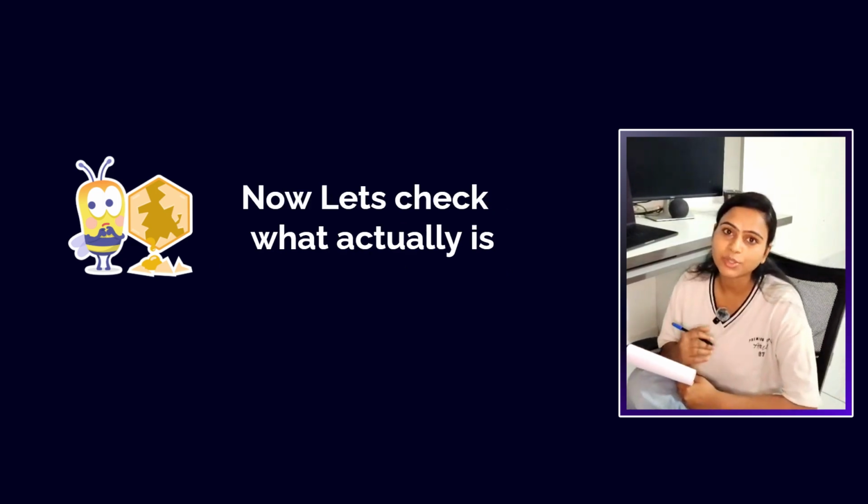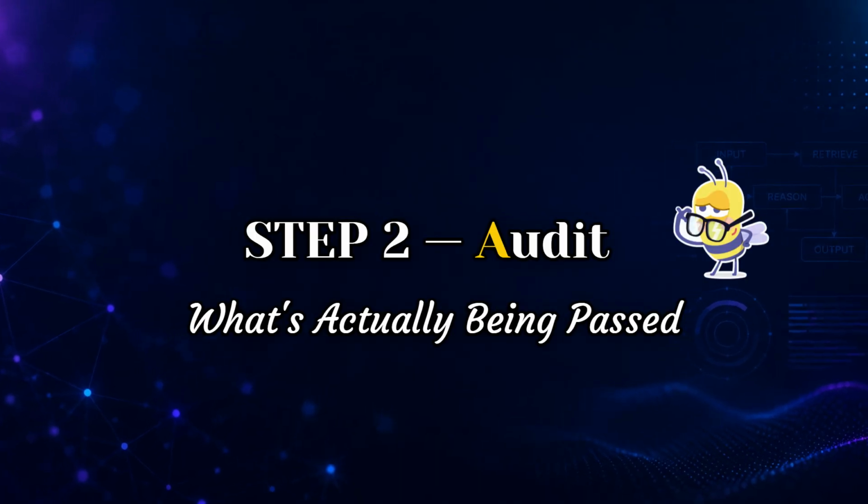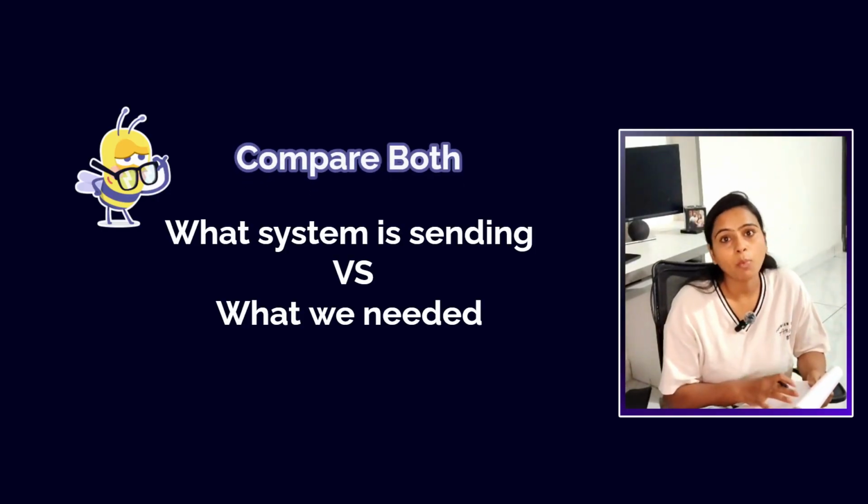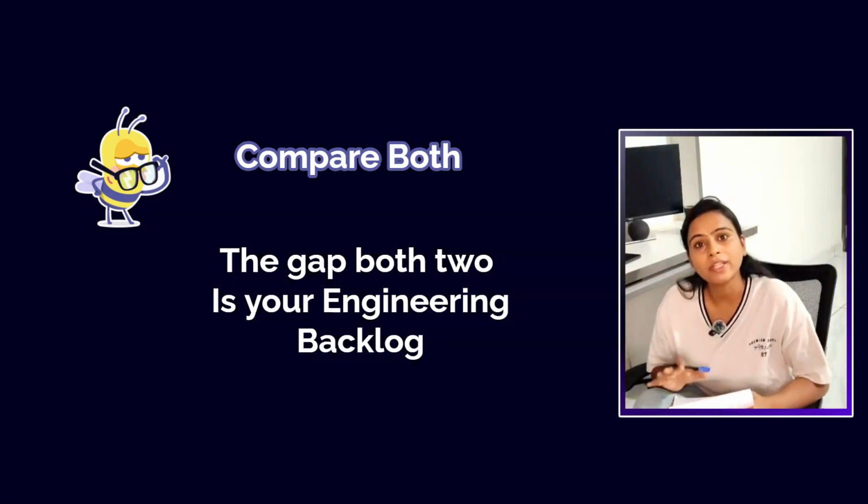Now let's check what actually is. Step 2: Audit. Look at what the system is sending versus what we need, and compare the two. The gap between those is your engineering backlog.